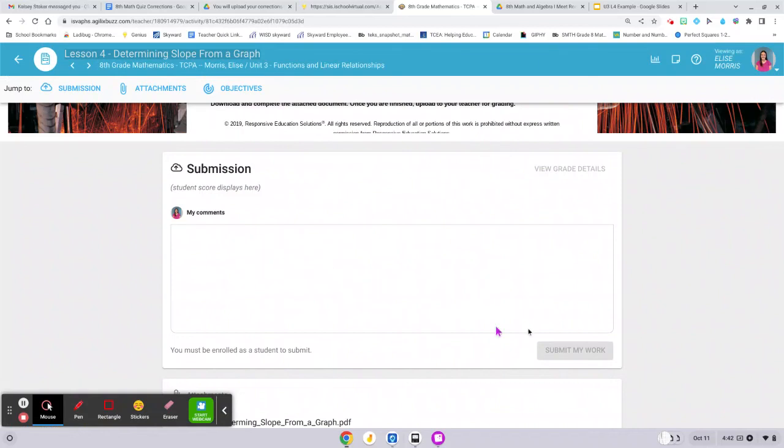So for you, you're going to click the plus button that should be located right here, and you will upload your document. If you did Delta Math, you will upload a screenshot that you completed it, then that will work, or you can just hop in my classroom and let me know.